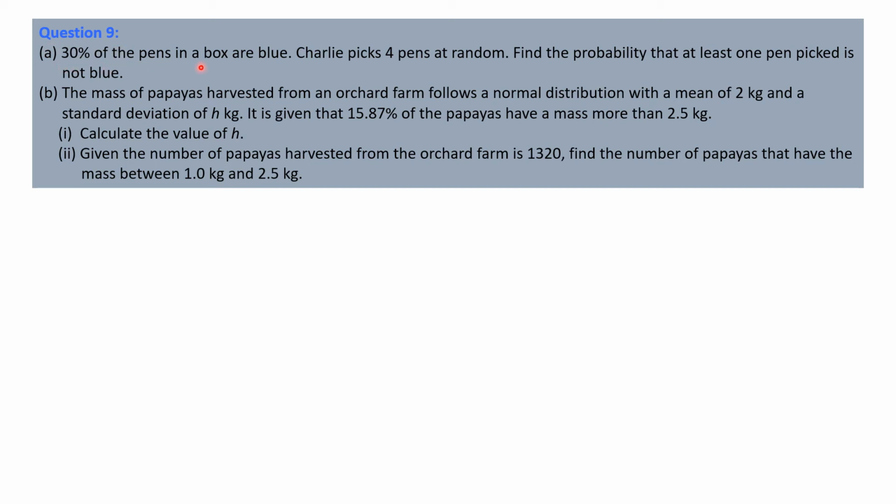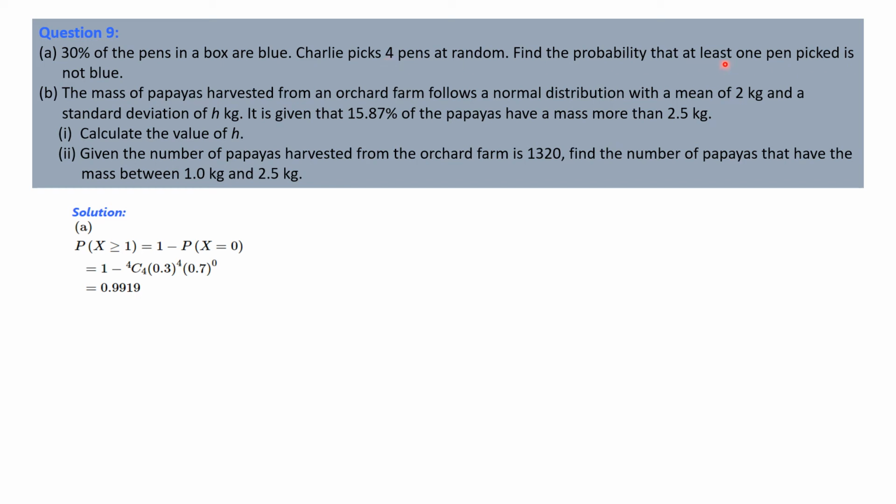30% of the pens in a box are blue. Charlie picks 4 pens at random. Find the probability that at least one pen picked is not blue. To answer question A, we know that 30% are blue, meaning that we have p equal to 30%, which is 0.3. Charlie picked 4 pens at random, and we want at least one pen that is not blue.